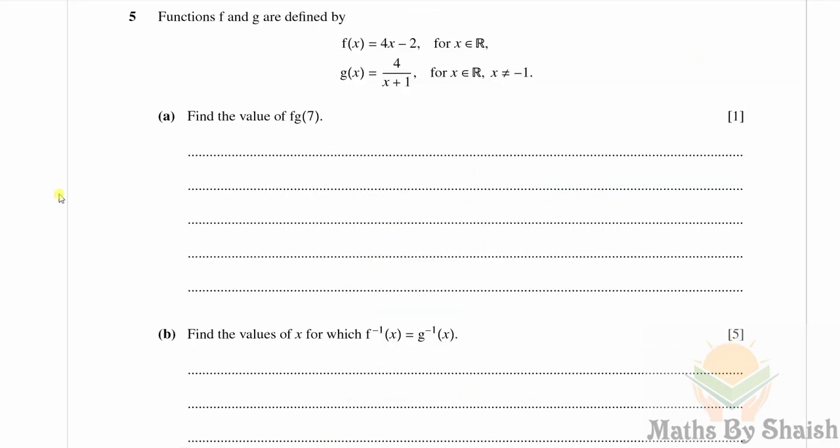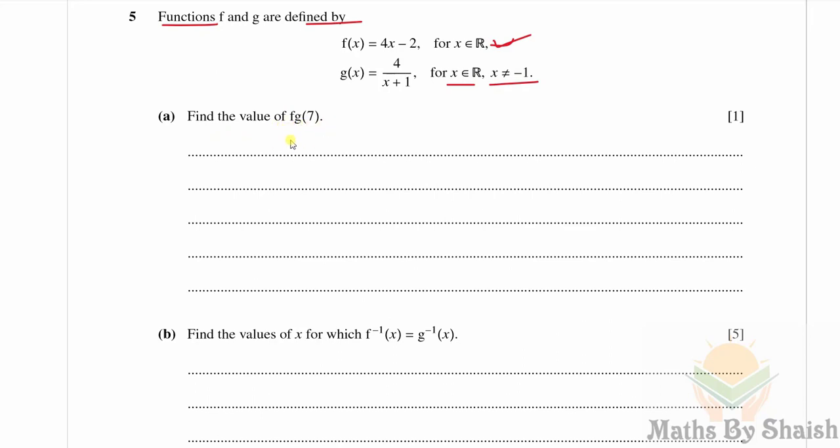Now here it is, the fifth question. Functions f and g are defined by this, for x belonging to real numbers, and g(x) is defined where x is not equal to -1 and all the real numbers. We need to find the value of fg of 7.